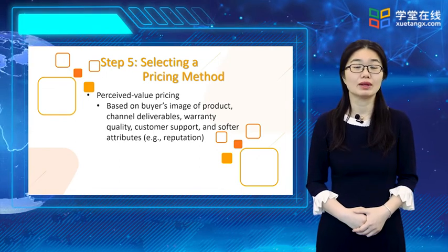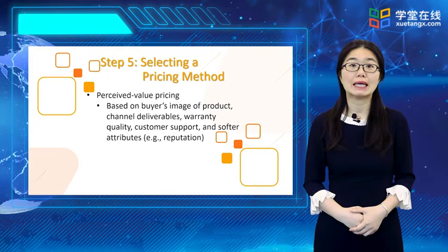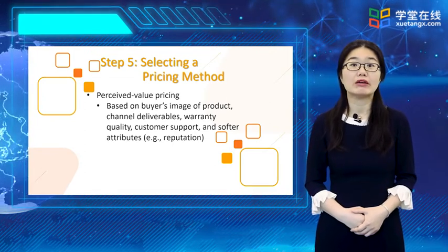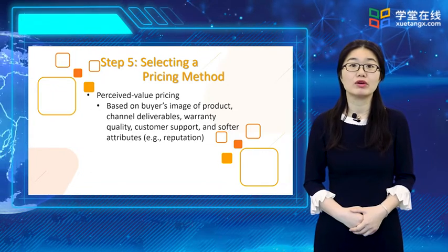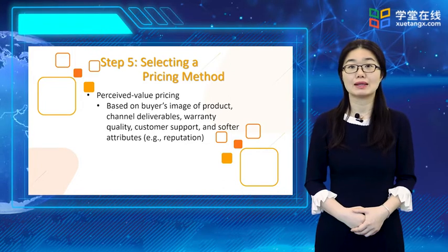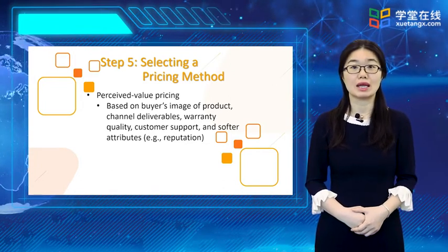The company can try to determine the value of its offering in several ways: managerial judgments within the company, value of similar products, focus groups, surveys, experimentation, analysis of historical data, and conjoint analysis.